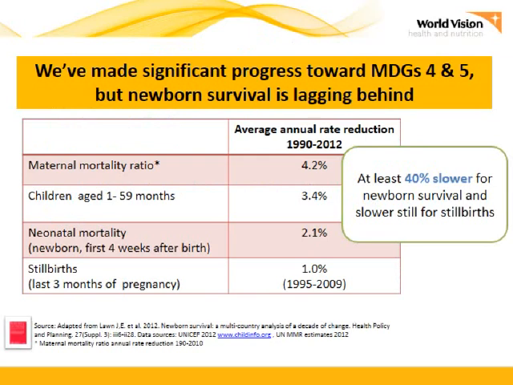So in the last 2 decades, we've seen a really rapid progress in improvement of the survival of mothers, so around about 4.2% reduction in maternal mortality per year, and also in children after the neonatal period, we've seen around 3.4% reduction in child deaths per year. However, newborn survival has definitely lagged behind. We've only seen around 2.1% reduction per year. And progress for stillbirth reduction has been even slower, around 1% per year. Newborn deaths currently account for around about 44% of all deaths amongst children under the age of 5.